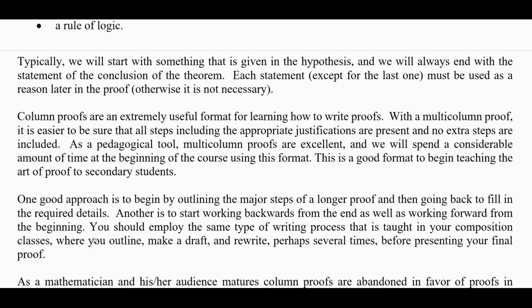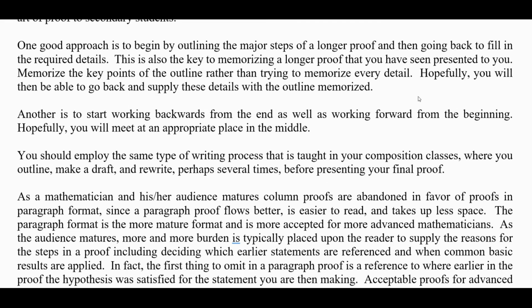One good approach is to begin by outlining major steps of a longer proof and then going back to fill in the required details. In fact, this is also a good way to memorize a longer proof. Rather than trying to memorize every single step, memorize certain key points, and then hopefully you can go back and fill in the other portions as you go. Another good technique is to start working backwards from the end of the proof as well as working forward from the beginning, and hopefully you will meet somewhere in the middle, and so when it's reread from the beginning to the end, it makes sense.